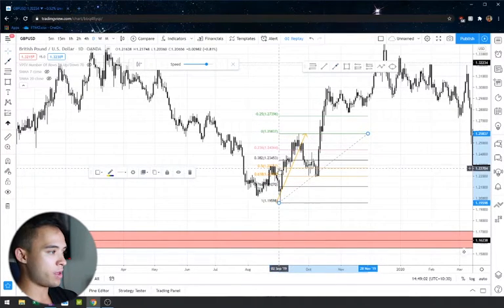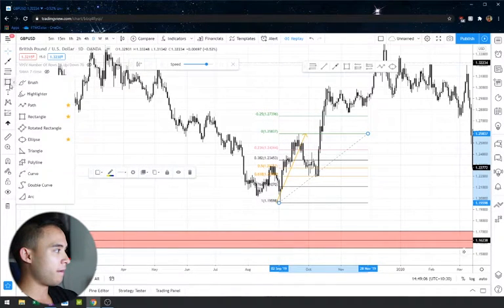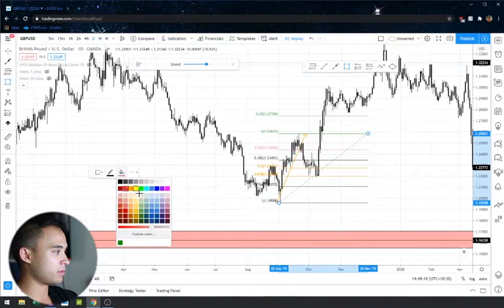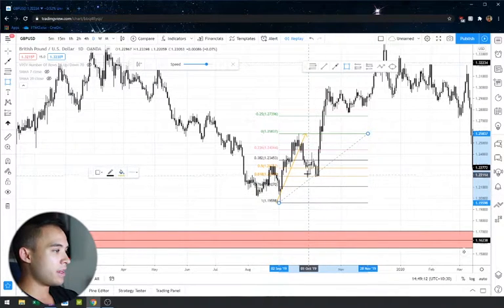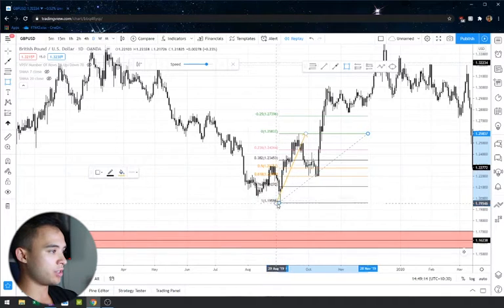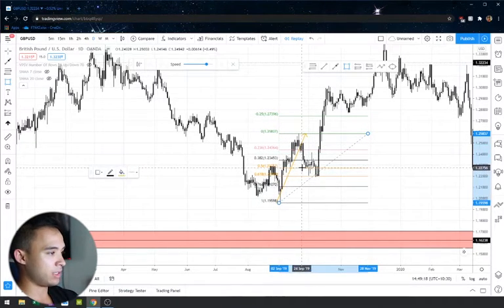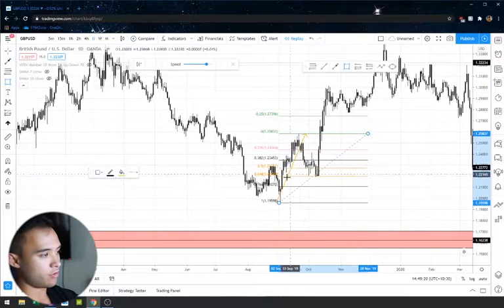Now I look at where the golden zone is. For me, it's the 0.5 to the 0.618. Get a box, Fibonacci zone. Yep, there we go. Now what I do is, with the push, because it's an impulsive move and then it retraces, I place the box a little bit to the right of the impulsive move.